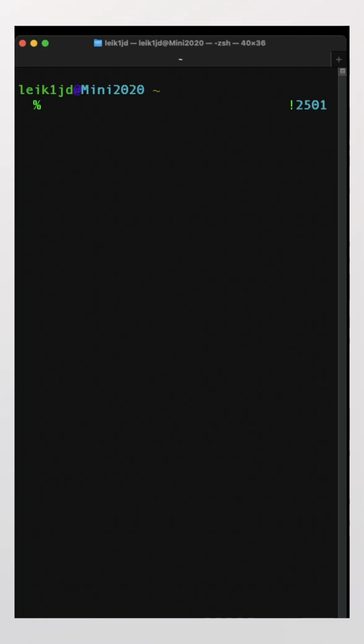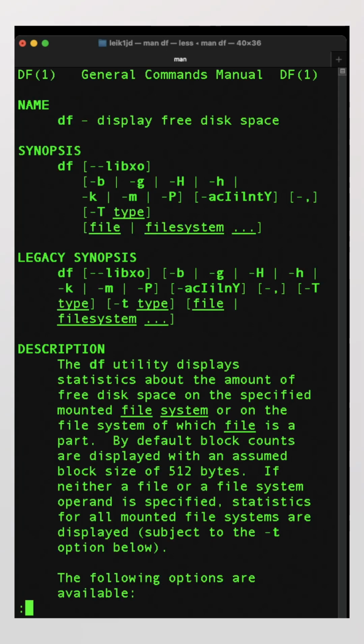In a previous video, we looked at the du command. Today, we are going to look at its counterpart, df. Df displays the amount of free disk space versus the amount of used disk space.